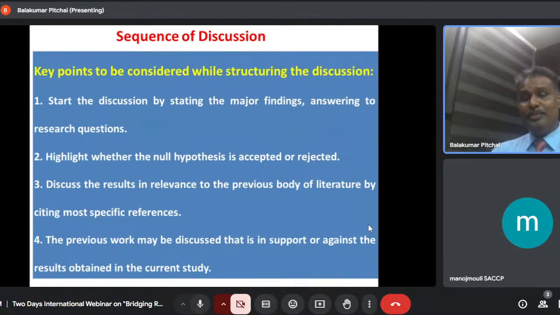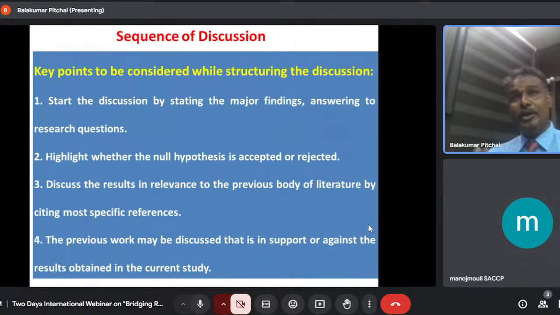Previous work that supports or goes against the results obtained in the current study may be discussed. For example, metformin. Today I have seen one paper: metformin reduces vitamin B12 level. In another paper, metformin does not affect vitamin B12 level. So both are contradicting. For example, in your paper, you have found that metformin reduces vitamin B12 absorption. The paper which is in contrast with your result should also be cited; that makes a good discussion.